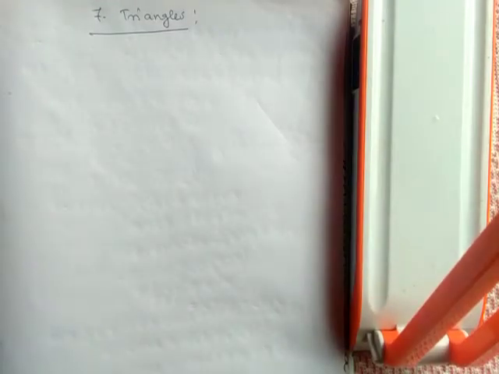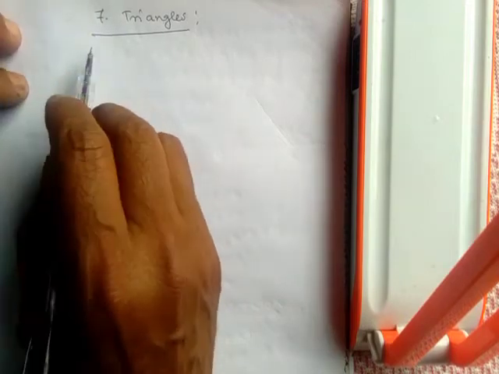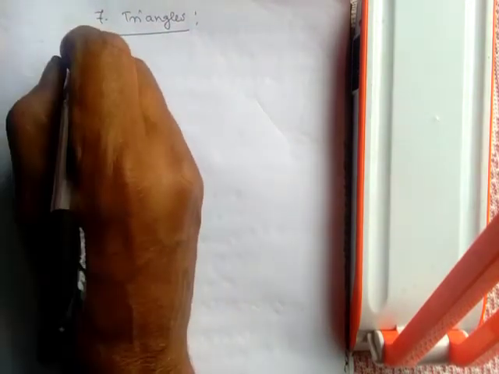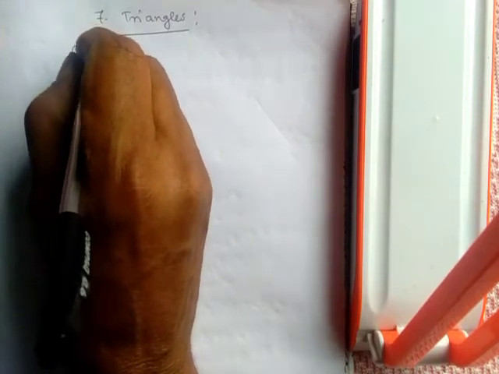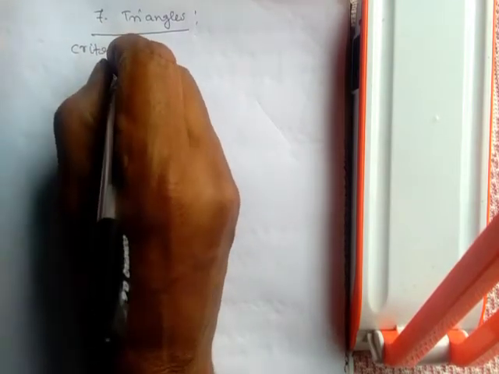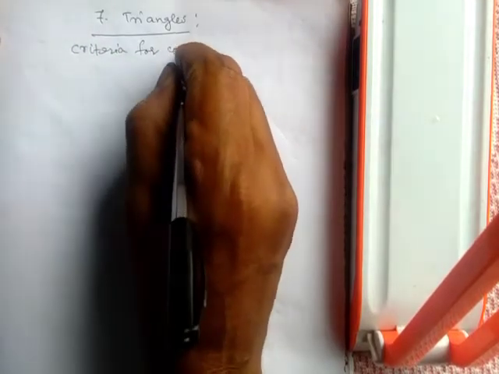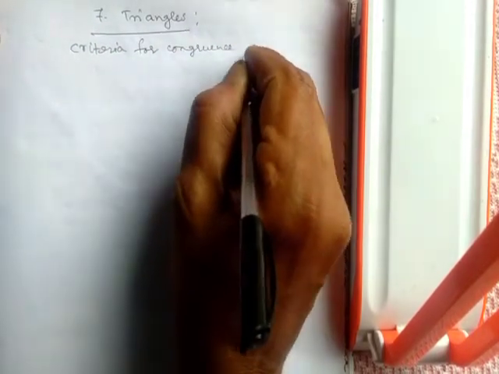Chapter 7, Triangles. We'll discuss the criteria for congruence of triangles.